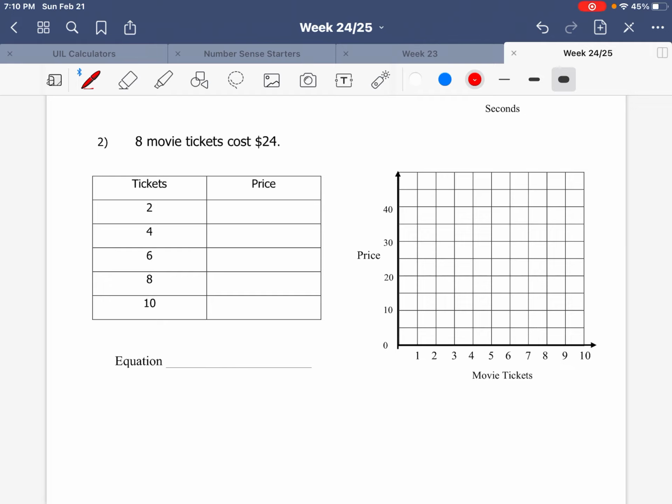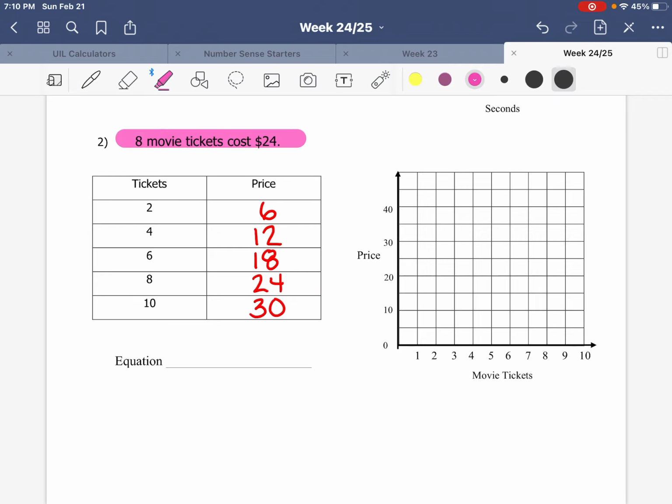Well, I know in my head that 24 divided by 8 is 3, which tells me that if I'm buying 2 tickets, that will cost me $6. If I buy 4 tickets, it will cost me $12. If I buy 6 tickets, 6 times 3 is 18. 8 tickets, 8 times 3 is 24. We already knew that. That was our given situation. And of course, if we buy 10 tickets, 10 times 3 would be 30. So this is a multiplicative relationship.